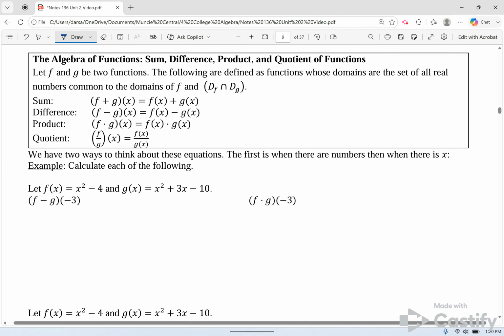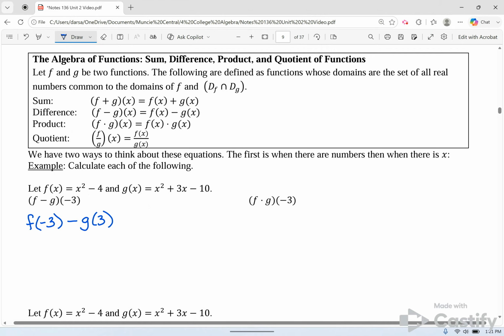So let's start by looking at what this first example is talking about. We have an f of x, x squared minus 4, and a g of x, x squared plus 3x minus 10. And they want us to find f minus g of negative 3. Well, what does that mean? It means find f of negative 3 and subtract g of negative 3, because f minus g of x means f of x minus g of x, and in this case our x is negative 3.